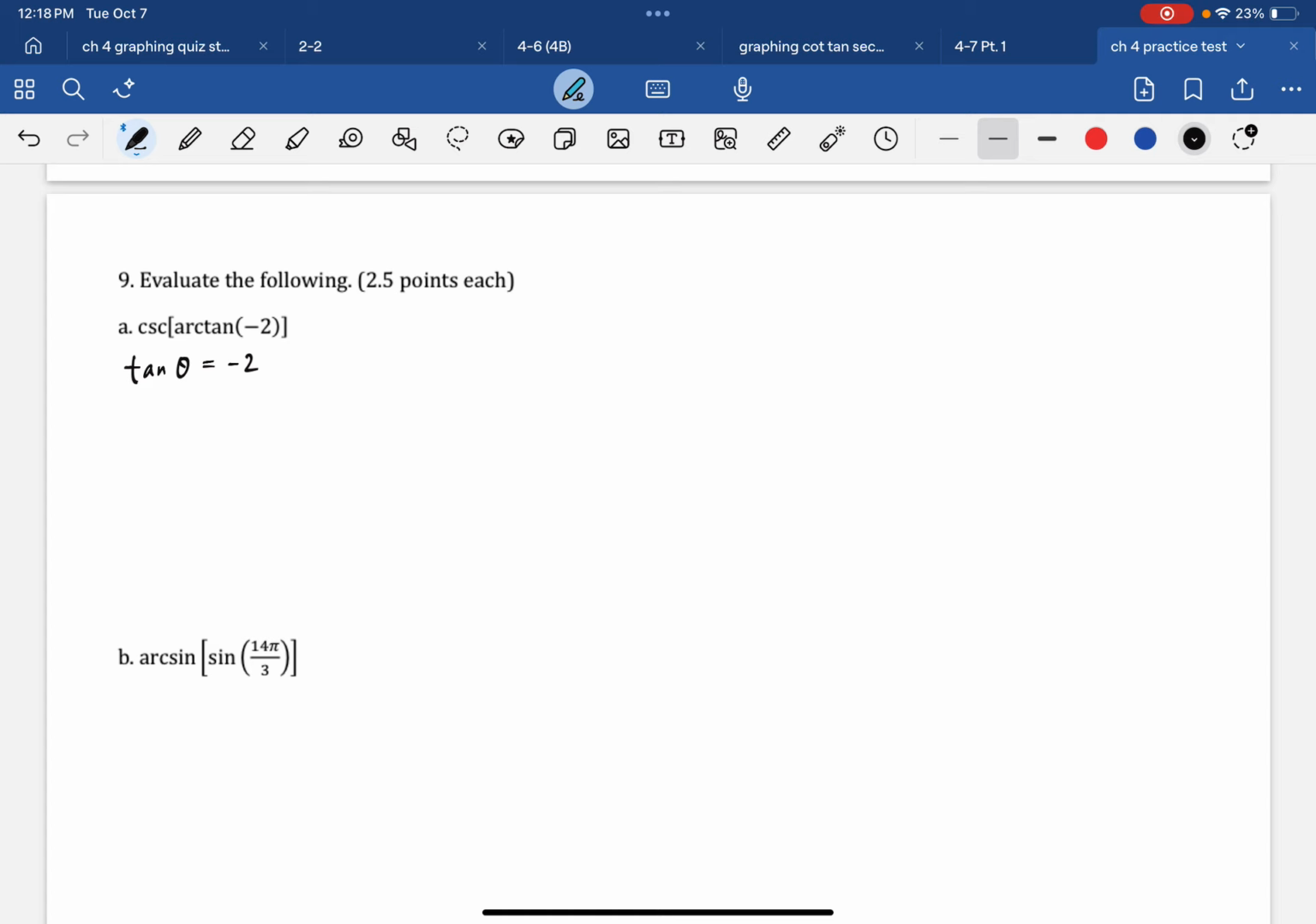In other words, to say it more clearly, if theta equals arctangent negative 2, then tangent theta equals negative 2. And all we're simply looking for is cosecant of theta.